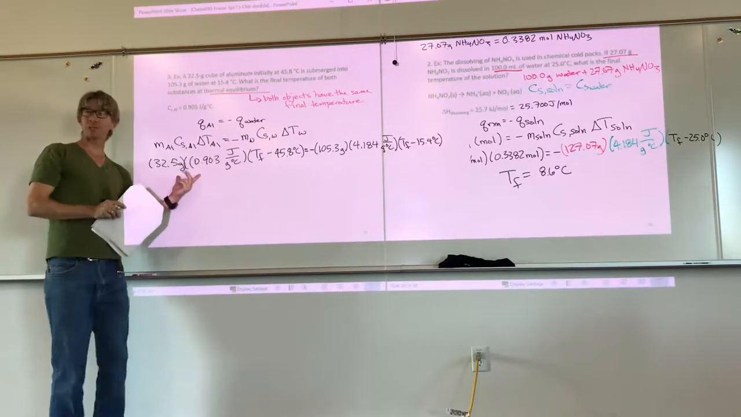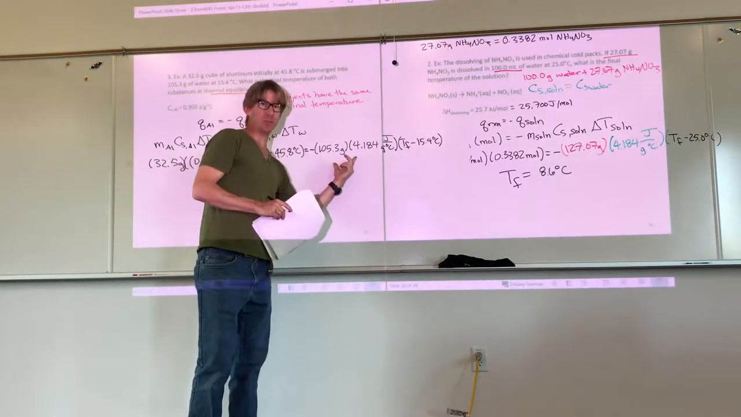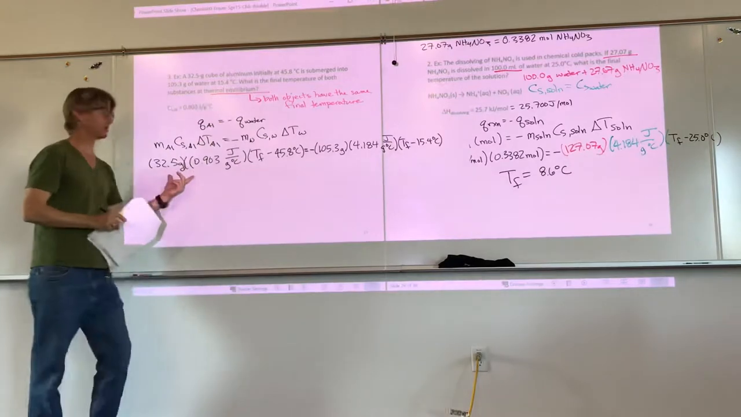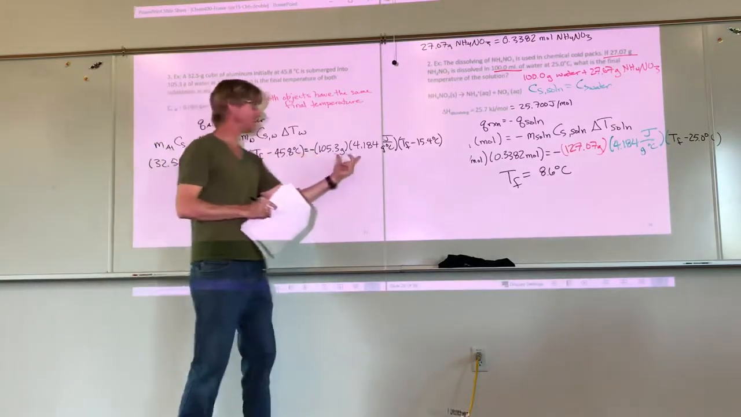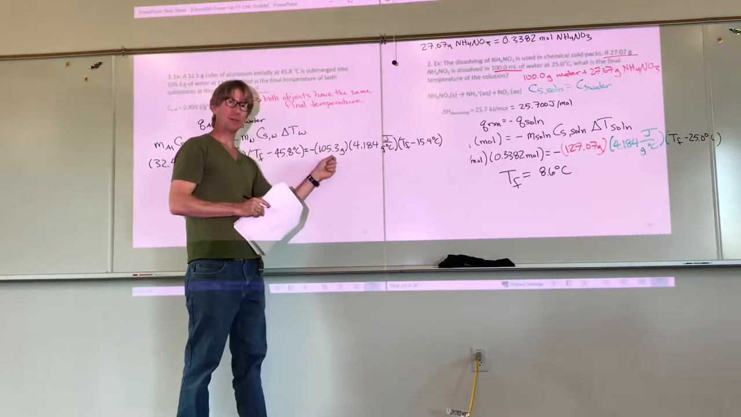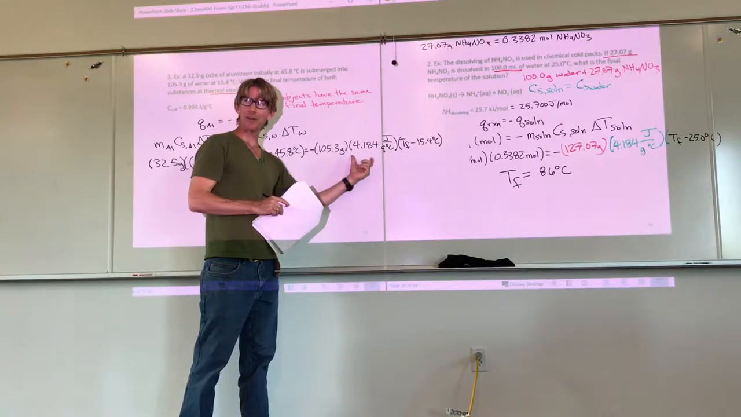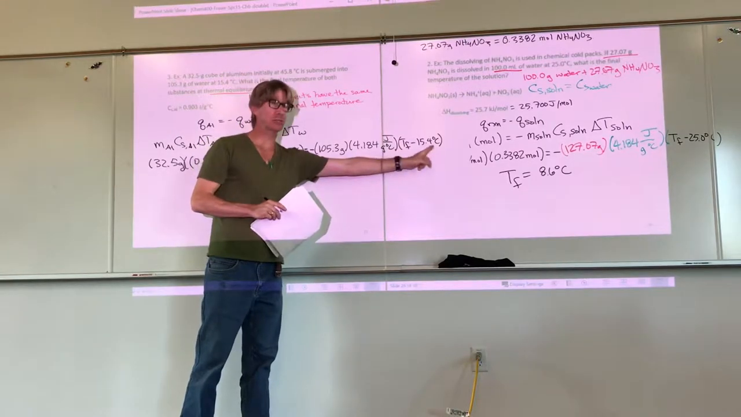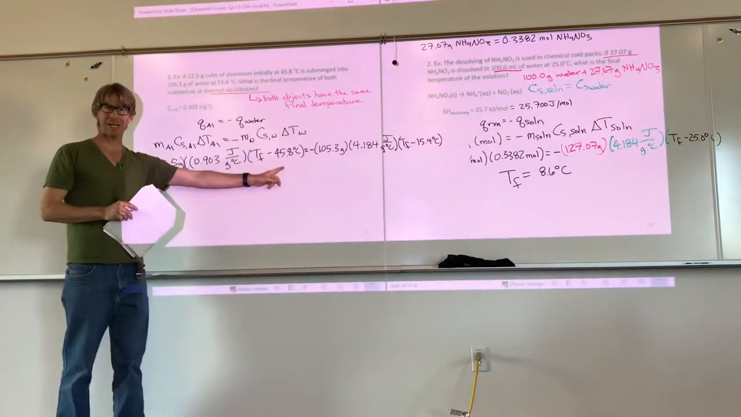Do you see these two numbers here? How do they compare to these two numbers? Are they bigger or smaller? They're small. That means that if these two are bigger, not only is there more mass, but it takes more energy per mass to heat it up. Your final temperature should be closer to 15.4 than 45.8.